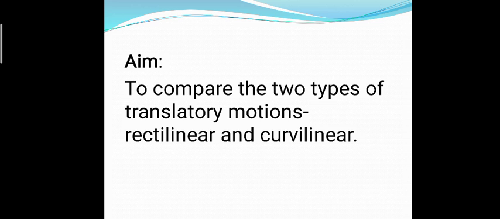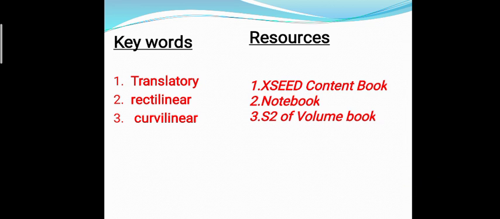The aim of this lesson is to compare the two types of translatory motions, rectilinear and curvilinear. The keywords are translatory, rectilinear and curvilinear. The resources required are the Exit content book, notebook and S2 of your volume book.